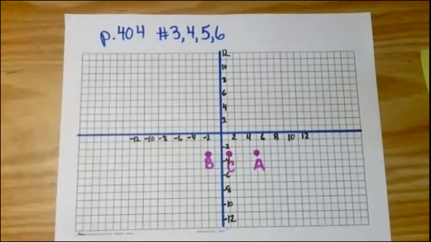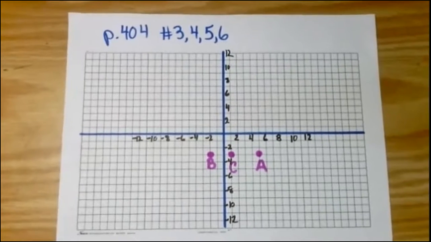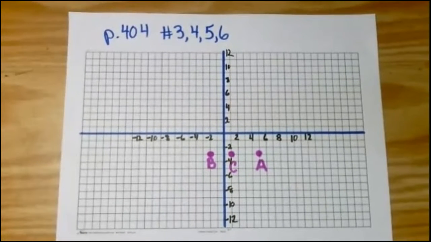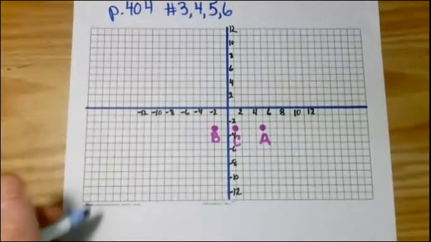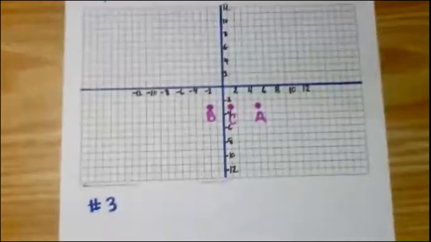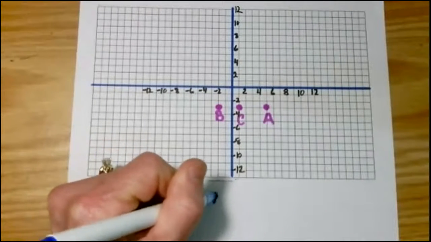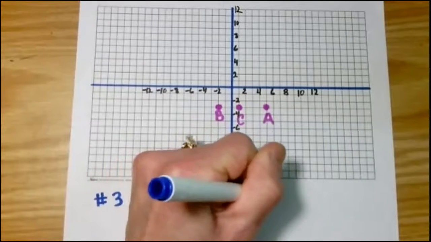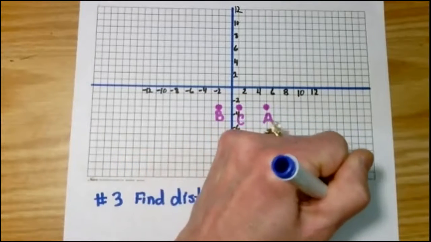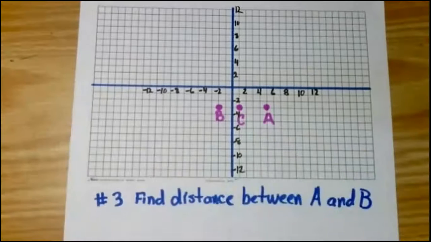Okay, this is numbers 3, 4, 5, and 6 on page 404. You have 3 points plotted, an A, a B, and a C. And you're supposed to find the distance on number 3 between points A and B. So let's see if we can write that down. So number 3 is find distance between A and B.